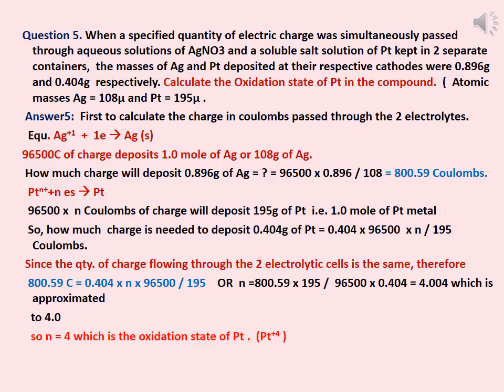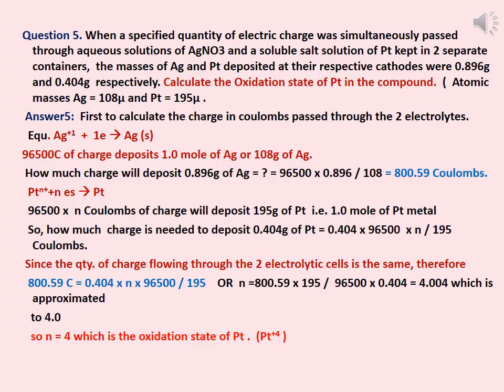So, how much of charge will deposit 0.896 gram of silver? So that is 96,500 into 0.896 divided by 108, which is 800.59 coulombs. So that much of charge would be required to deposit 0.896 gram of silver metal.